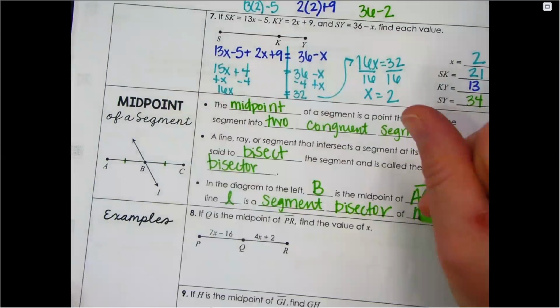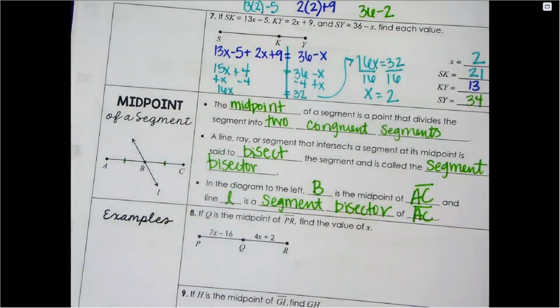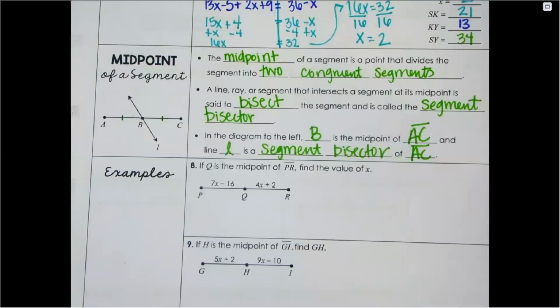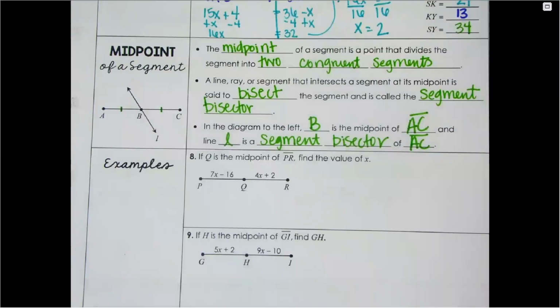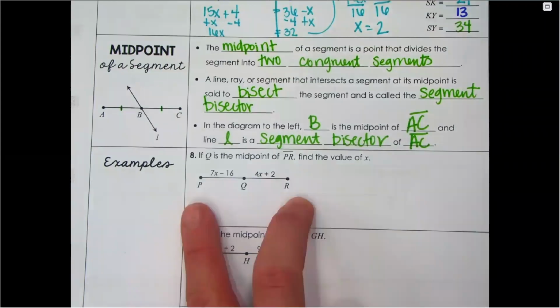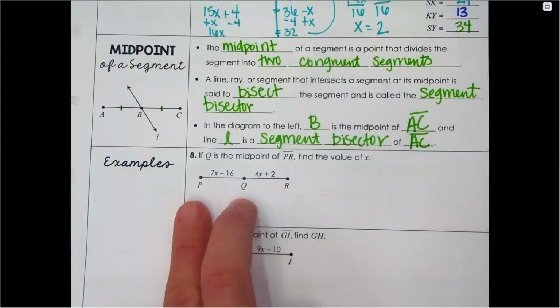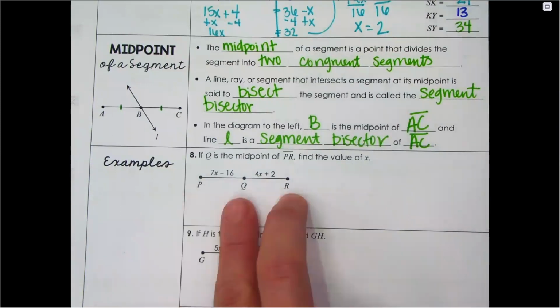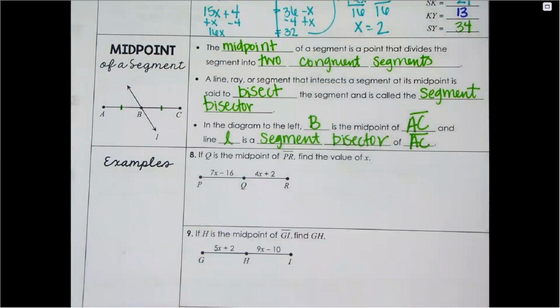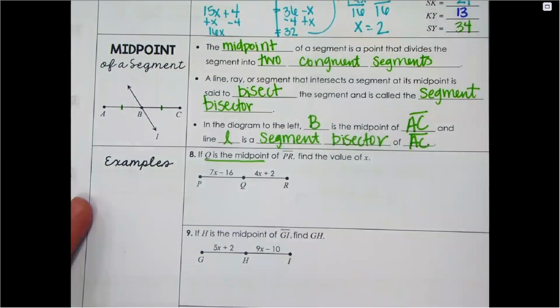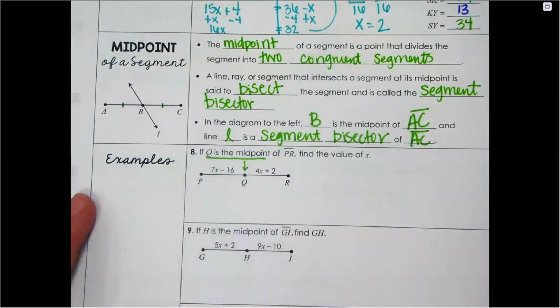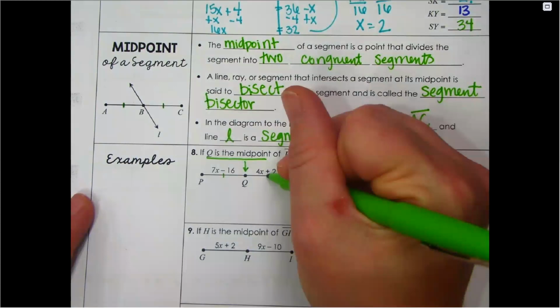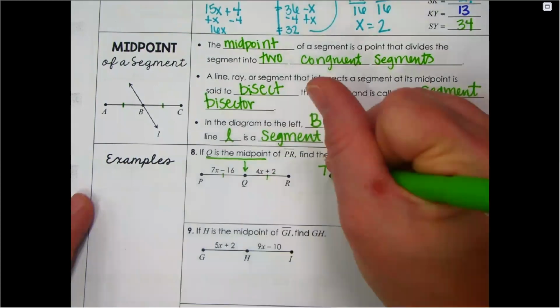Okay, yay. So this is very similar to what we were doing, except that we don't know the distance of the entire segment. Like I don't know what the distance is between P and R. What I do know is that this little segment is 7x minus 16, and this little segment is 4x plus 2. But what else do I know about this expression? Q is the midpoint. If Q is the midpoint, what do you know about those two segments? They're congruent. If these two segments are congruent, then I can set them equal to each other because they are congruent, right?